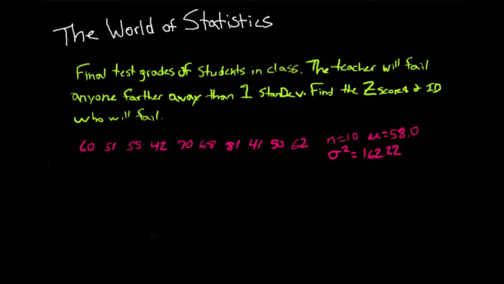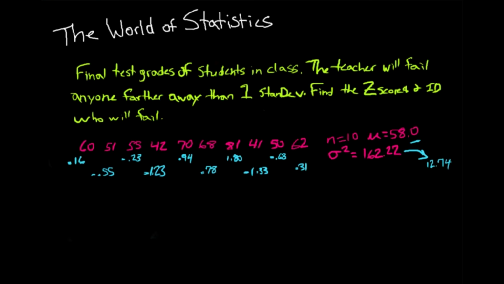In this first example, we have final test grades of students in a given class, and the teacher is going to fail anyone who is farther away than one standard deviation from the mean. We're asked to find the z-scores of these students and figure out who is actually going to fail the class. We have all of our scores here, 10 individual students. We were given an average of 58 on the final exam, and a variance of 162.22. Now we're going to find the z-score for each student and figure out who is further than one standard deviation away.